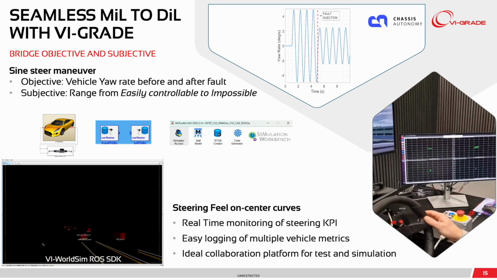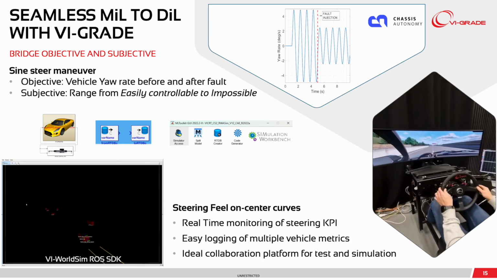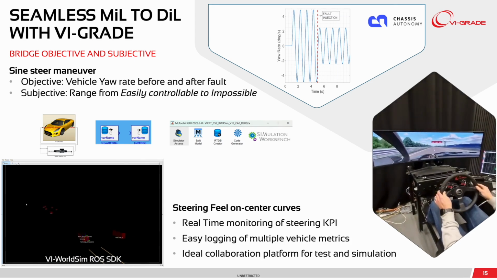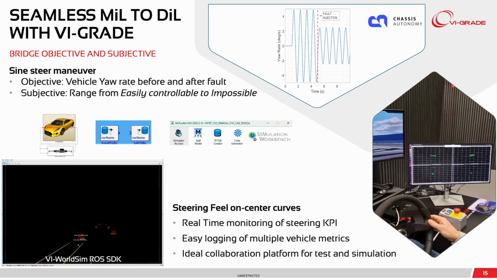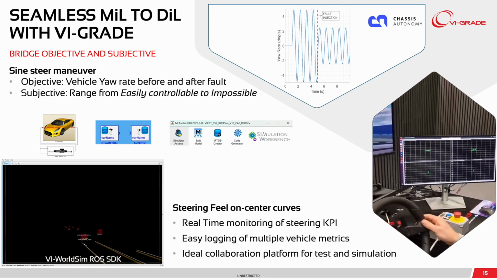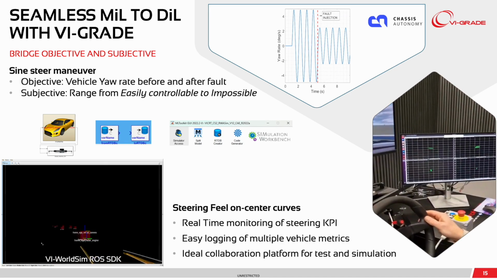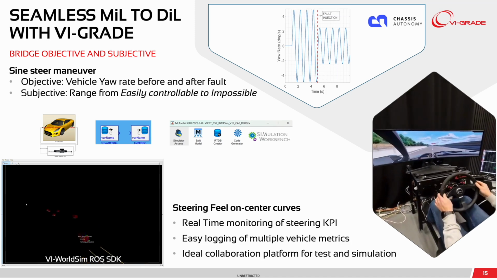So maybe it's an ODD where you're mainly doing highway driving, merging, exits, or maybe it's a combination of highway and very low speed pedestrian areas. So you can do this multi-attribute optimization based on safety, durability, performance, depending on the ODD that is available.